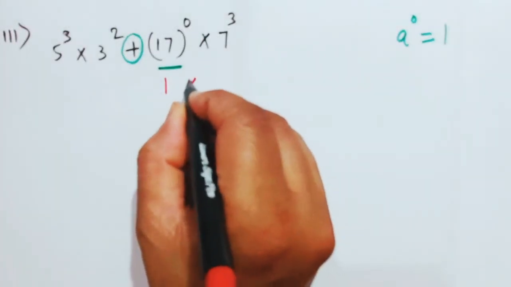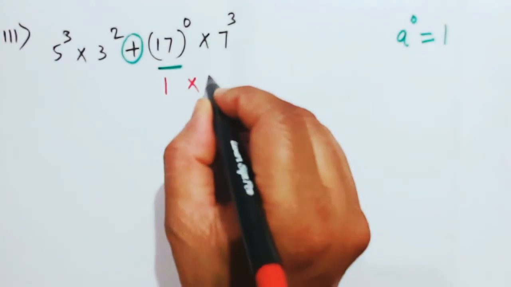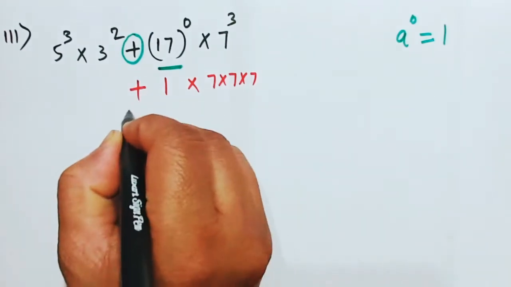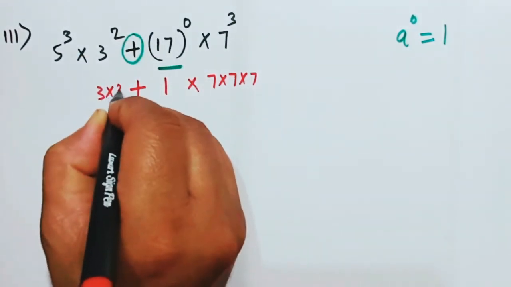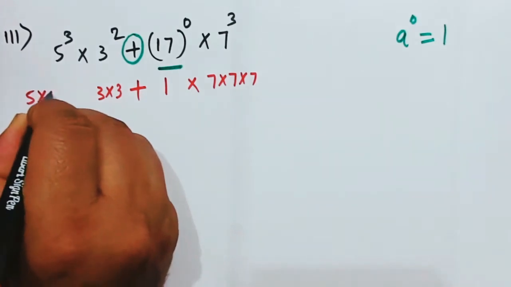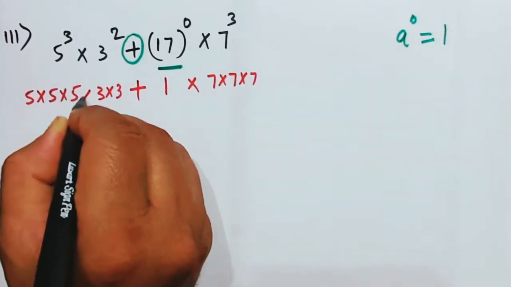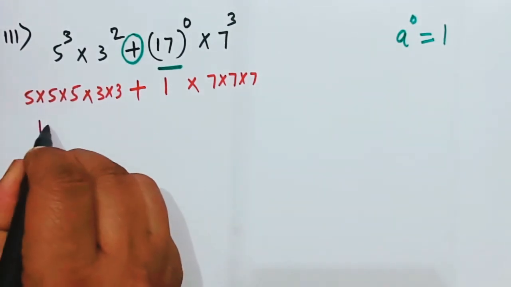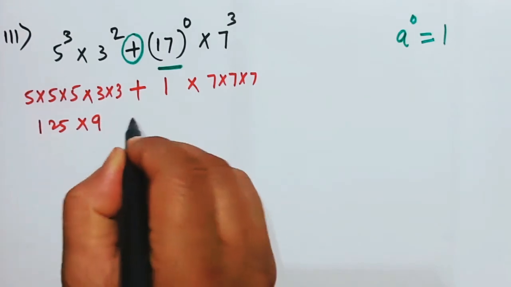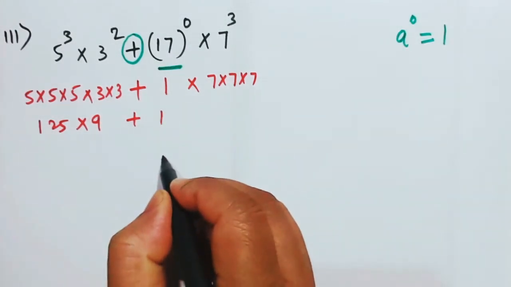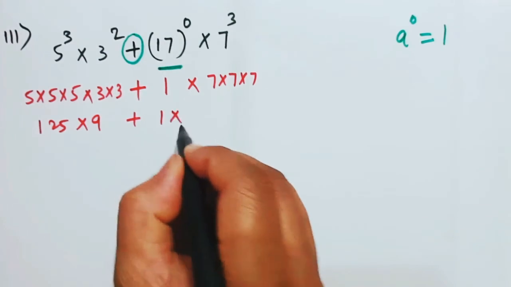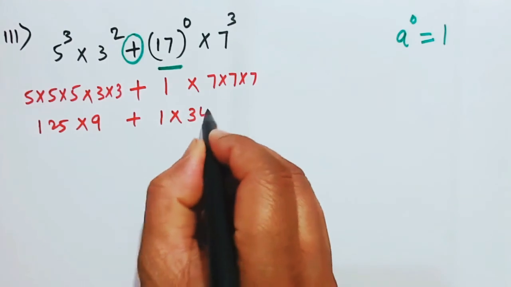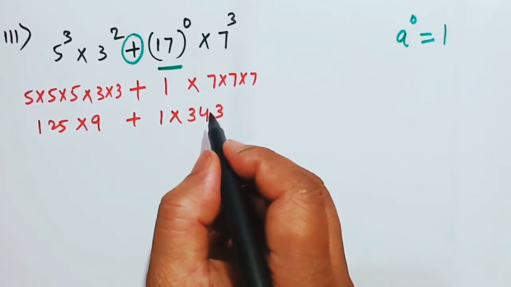You know 7 cube? 7 cube means 7 into 7 into 7. This is your plus. 3 square means 3 into 3, while 5 cube means 5 into 5 into 5. Simple. So 5 times 5 times 5 will give you 125. This is your 9 plus 1 into 7 cube. So 7 cube is equal to 343. Clear?